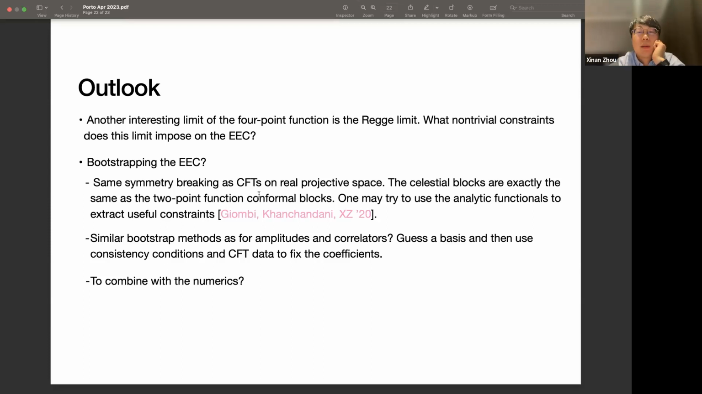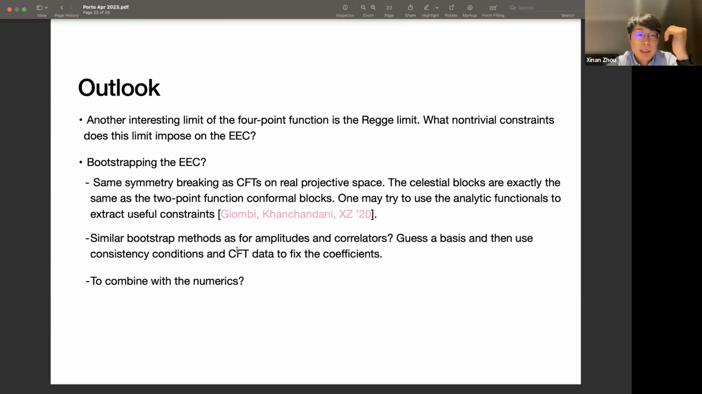So as a result, we have the so-called celestial conformal blocks for the EEC. You can decompose the EEC into some basic building blocks fixed by conformal symmetry. These are called the celestial conformal blocks. And they actually turned out to be exactly the same as the 2-point function conformal blocks of CFT on RPD. In a paper I wrote with Simone Giombi and Himanshu Kanchandani, we developed some analytic functional method to extract constraints from the crossing equation of 2-point functions. So it would be interesting to see if this technology will be useful in studying the energy correlator as well.